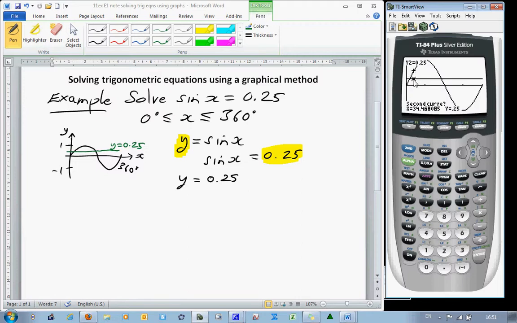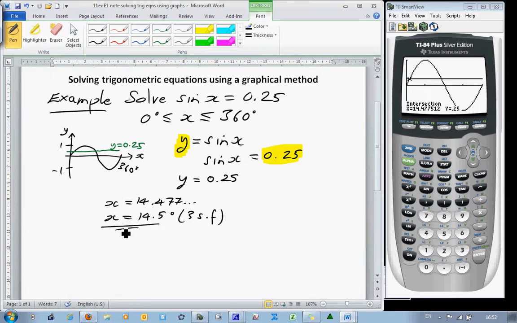So what we end up with, according to the calculator, is that x is 14.477..., so x is equal to 14.5 degrees if we round it to 3 significant figures. Now obviously we're looking at all solutions between 0 and 360, and you can see from the calculator that there's another one that we haven't got.